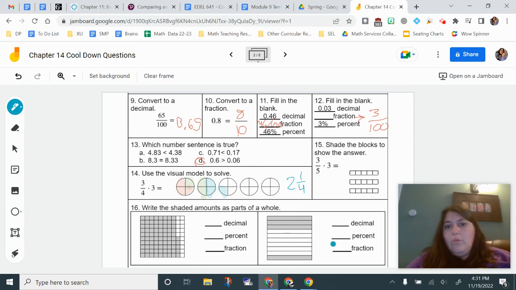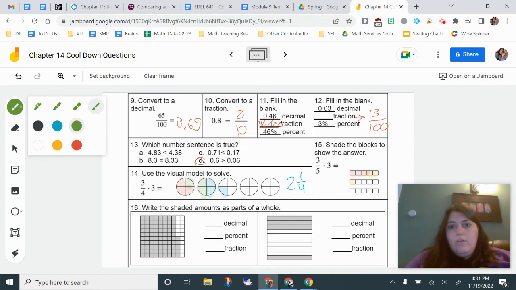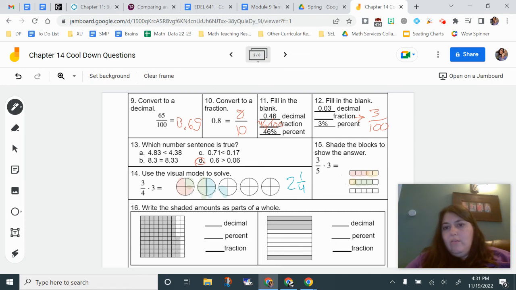And then looking at number 15, using some multiplication of fractions here. Again, I'm going to do 3/5 times 3. So there's the first 3/5. Then the second 3/5. And then the third 3/5. There we go. If you wanted to have those shown on each one, you could, but I think it's easier to just go from left to right and start filling top to bottom. So I can see my total at the end is going to be 1 4/5.